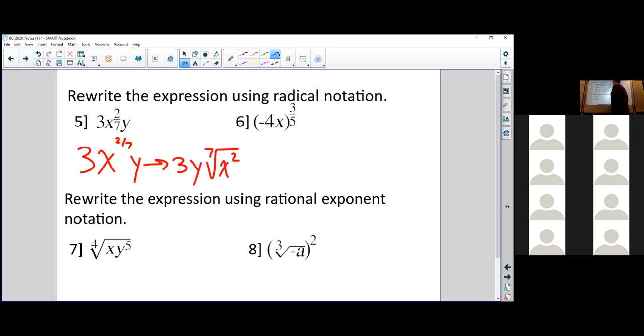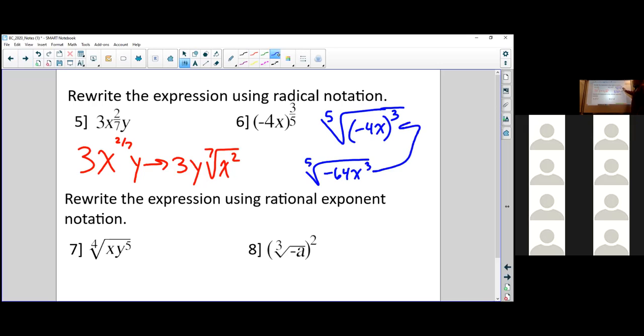This problem, everything is going to be under the 5th root. And I'm going to have negative 4x to the 3rd. So that answer I feel is appropriate. Some people might want you to distribute that 3. So negative 4 times negative 4 times negative 4 is negative 64 x to the 3rd. I think both of these answers are appropriate. All I did here is I went negative 4 to the 3rd, so negative 4 times negative 4 times negative 4 to get negative 64.